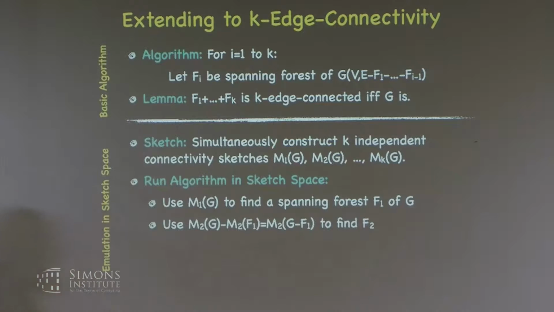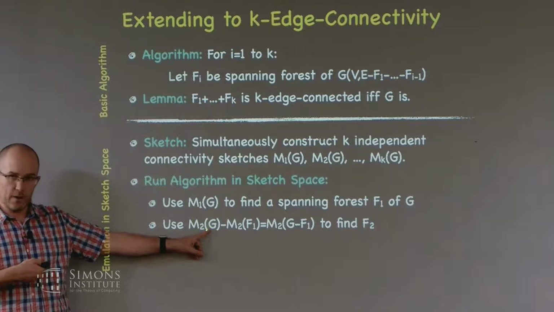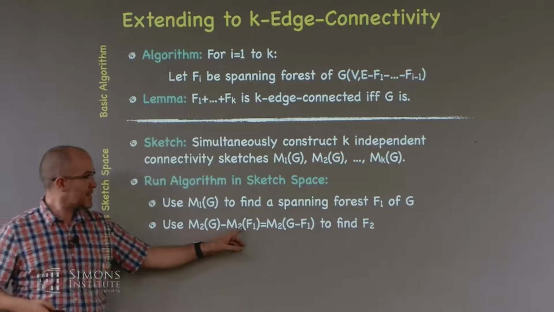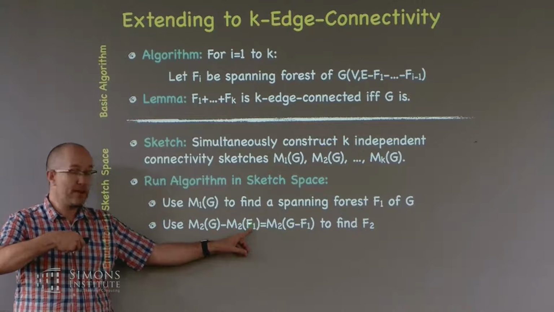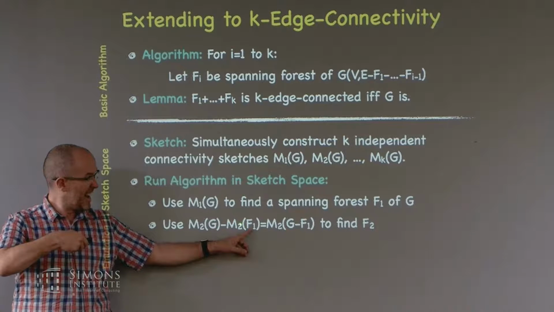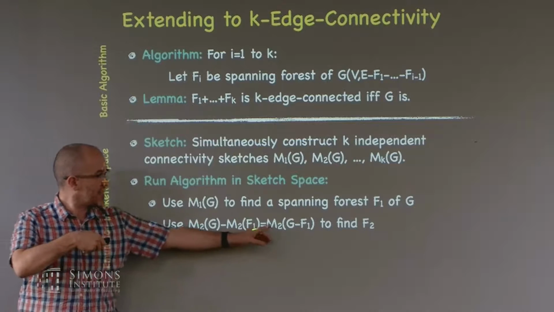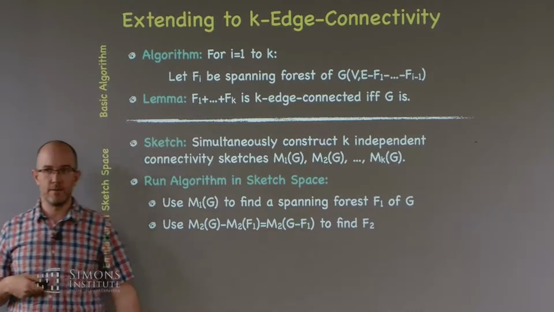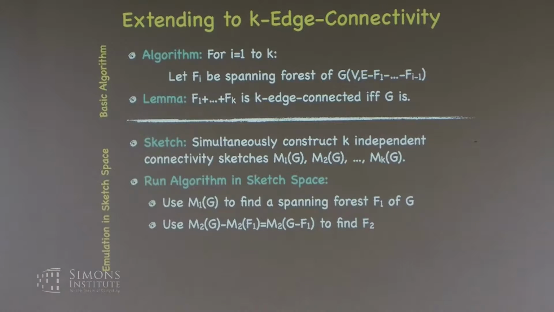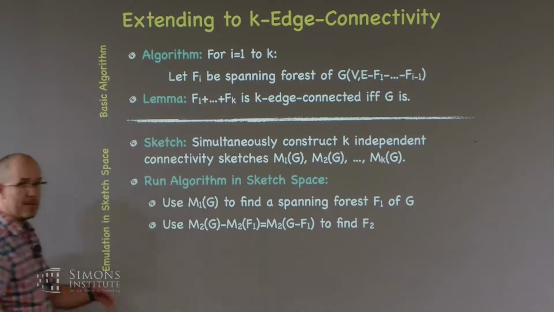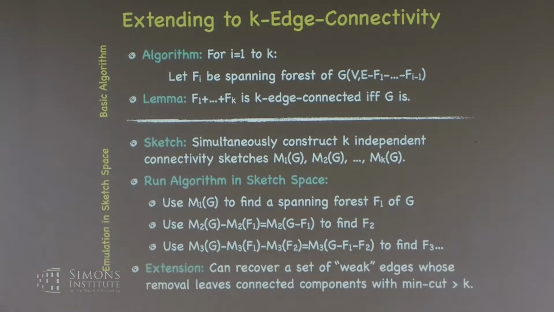Okay. How did I do this? Well, if I take the sketch of G that I've just got from your second round of messages, and then I sketch the spanning forest I've learned from the first round and subtract it off, linearity of sketches means that I now have the sketch M2 of G with F1 ripped out. Now, M2 is a sketch that allows me to find the spanning forest of the graph I'm analyzing. So M2 applied to this connectivity sketch of G minus F1 will allow me to find F2, and so on until I found F1 up to Fk.